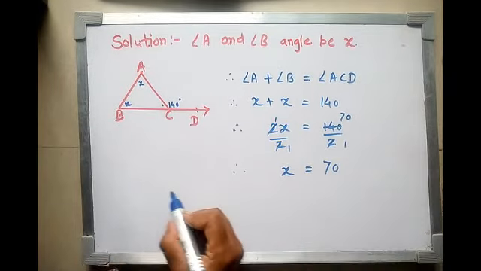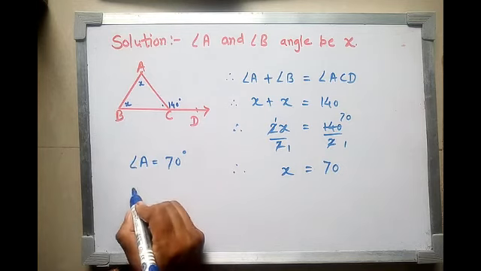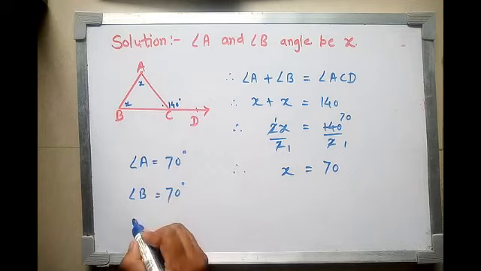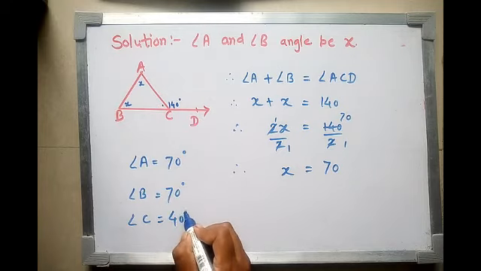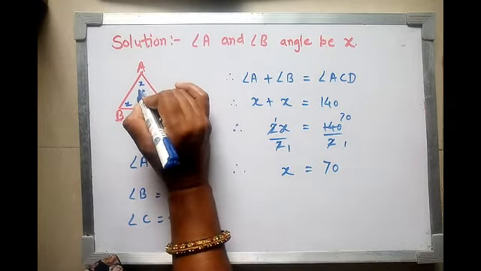Here we have got the measures: angle A and angle B each measure 70 degrees and angle C is 40 degrees. The sum of these three angles is 180 degrees.